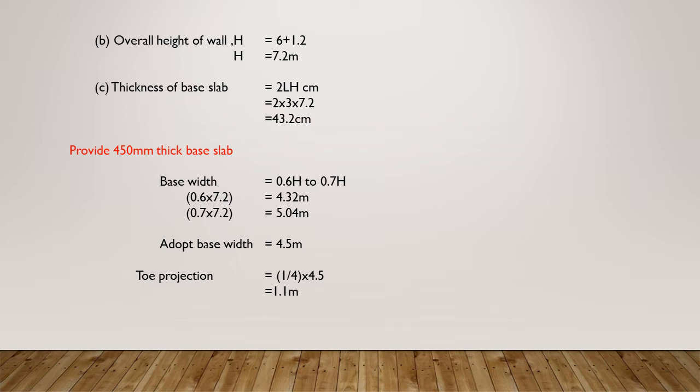So base width is equal to, on condition, 0.6 h to 0.7 h. So h is known value, so 0.6 into 7.2, we got 4.32 meter, or 0.7 into 7.2, 5.04. We can approximately adopt base width is equal to 4.5 meter. Then toe projection. Toe projection means the cantilever projection, toe slab projection. So 1 by 4 into 4.5, so our length is 1.1 meter.